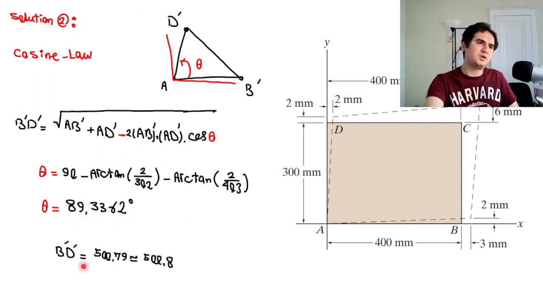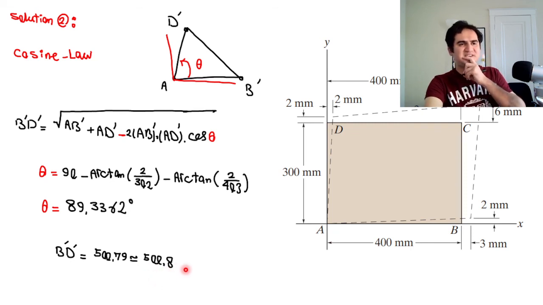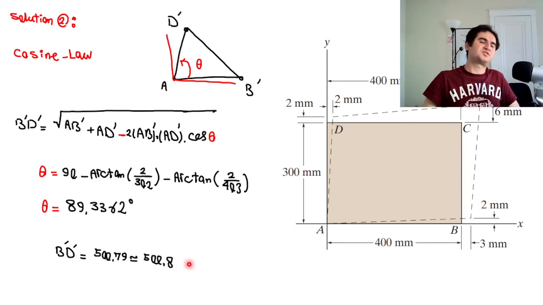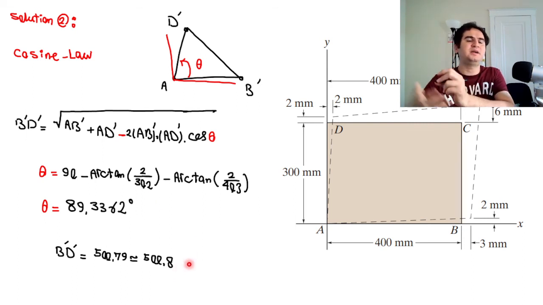So B prime D prime is 508, which is almost the same as the first value of 500.8. By subtracting 500 from 508 over the original value of 500, you can easily get the strain of the diagonal. Thank you.